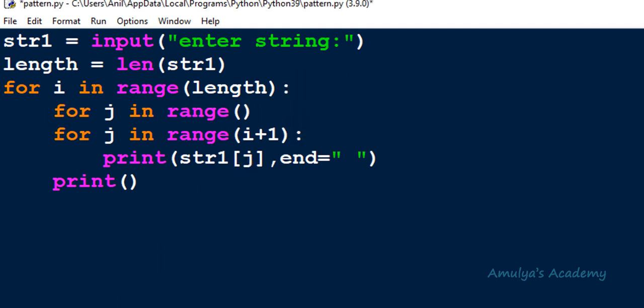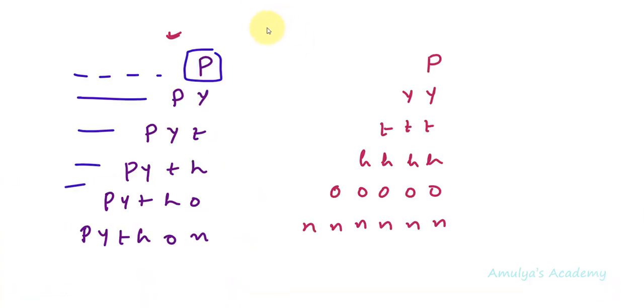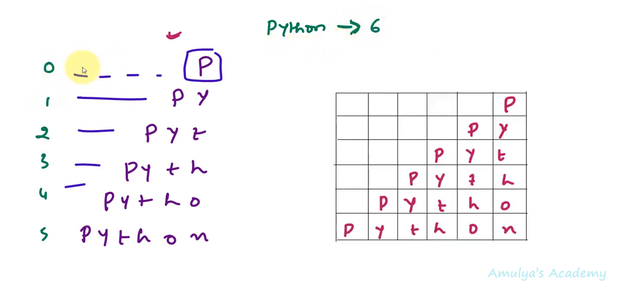So for that, let's see how many spaces we want in each row. Here the string is Python, the length of the string is 6. Here in the 0th row, we want 1, 2, 3, 4 and 5 spaces. And in the first row we want 4 spaces, in the second row we want 3 spaces, in the third row we want 2 spaces, in the fourth row we want 1 space, and in the last row we want 0 spaces.